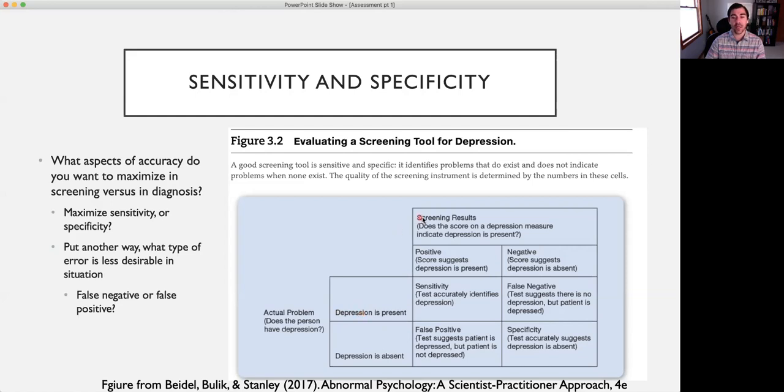Now, when we're talking about screening, this side is what we're talking about. So the person is filling out the PHQ-2 or the GAD-7, and what we're trying to get out of that instrument, out of that measure, is basically what score, or does that score that they get signal that they do have depression, or does it signal that they likely don't have depression? So those are, again, the two potential outcomes.